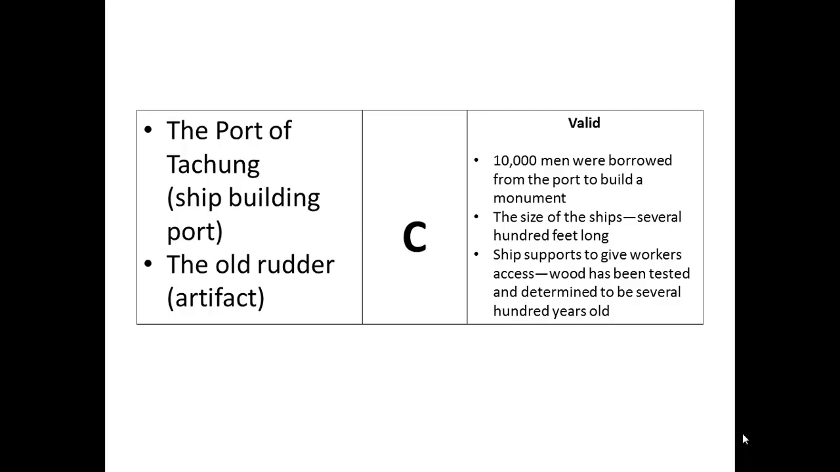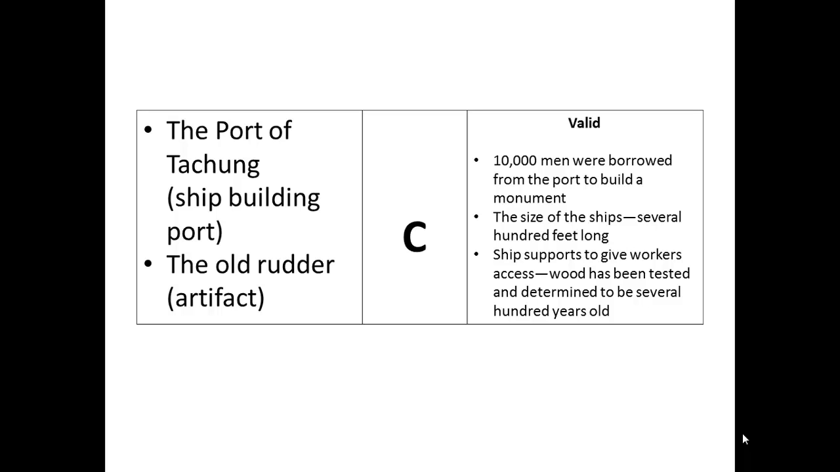Here's an example. If you look at the fourth one on your worksheet, it says the port of Taichung, which was a shipbuilding port, and the old rudder. This is used as evidence of how large the shipbuilding industry was in China at the time. I thought that this was a valid argument. I found it convincing, so up in the top of that column on the right, I put valid. Then I listed some of the reasons why I felt it was valid.